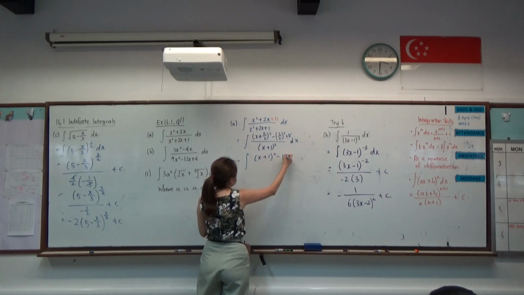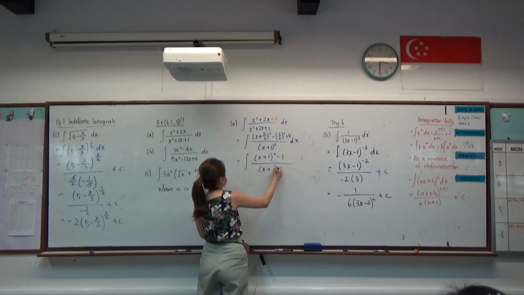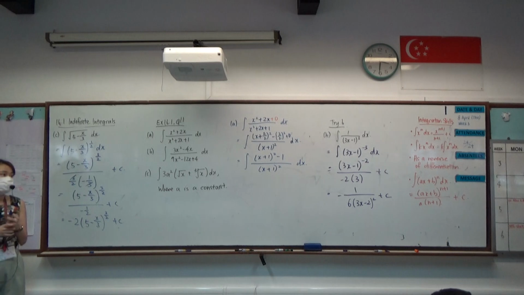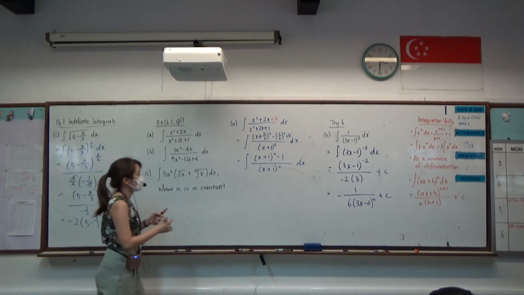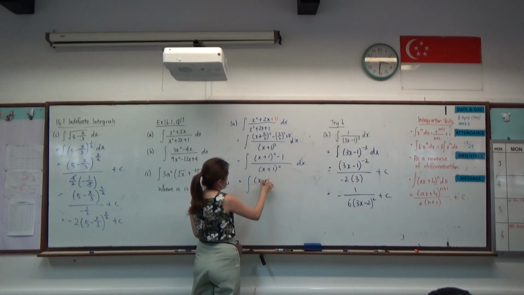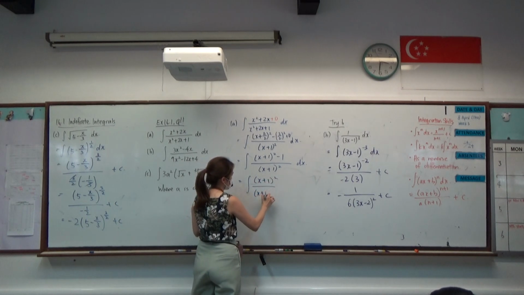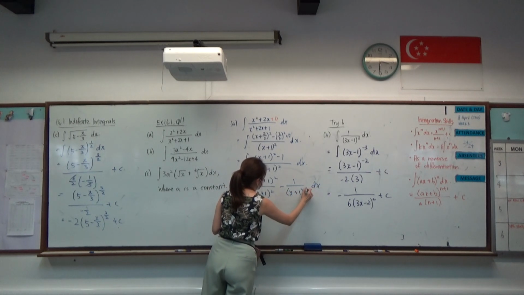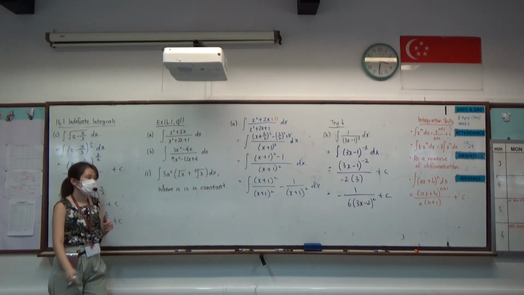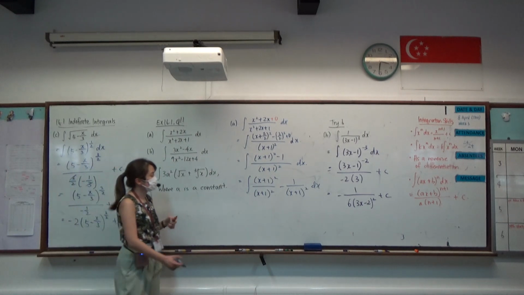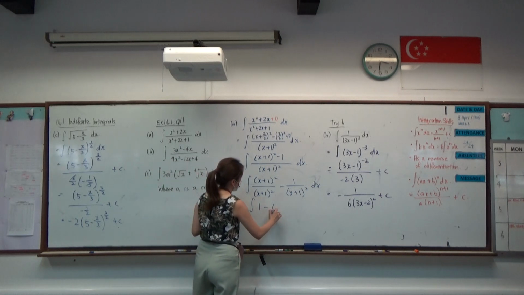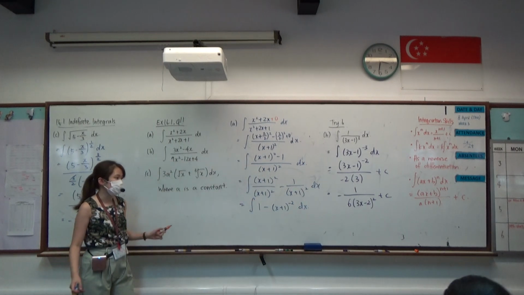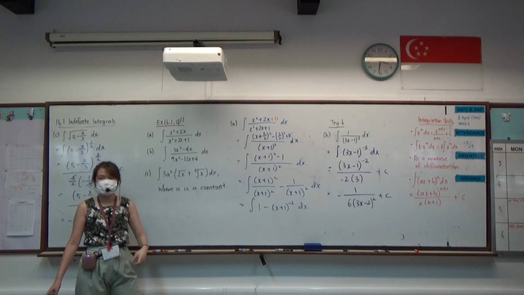We have this, and this really helps a lot because I can split up the fraction for it to look like this. Then we are looking at integrating 1 minus (x plus 1) to the power negative 2 dx.